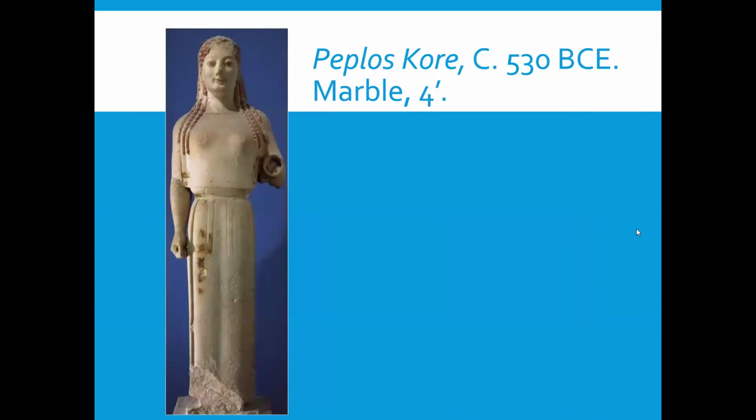And here is one of the few Kore figures. This is the Peplos Kore, it's called. It was discovered in 1884 from a pit near the Erechtheion. It was dumped by the Athenians after the Acropolis was destroyed by the Persian army in 480 BC.